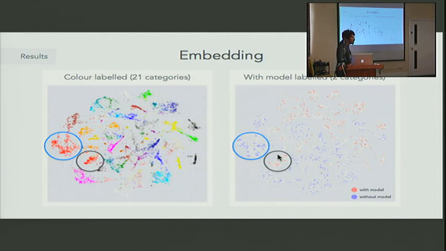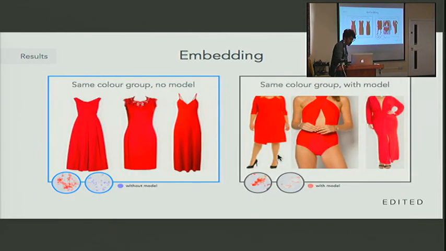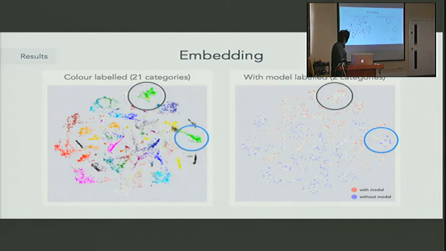And the cool thing is that if I take a closer look at these products, what I see is that the vector representation was actually able to group together things that are red, very similar tones of red, and without a model, and things that are red, very similar shades of red, and with a model on it. If we take a look at the same thing with my favorite color, lime, this is not green, this is lime. They also have a similar pattern of two groups separated, same thing with and without model.